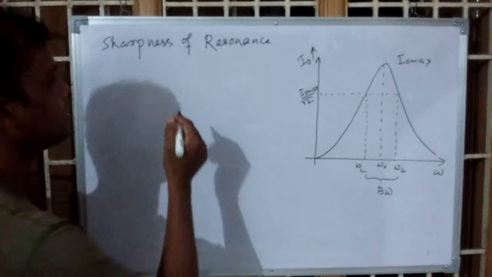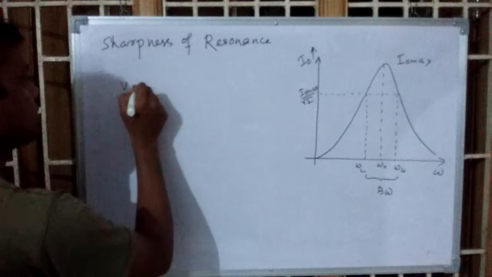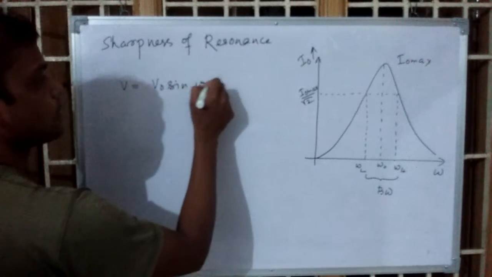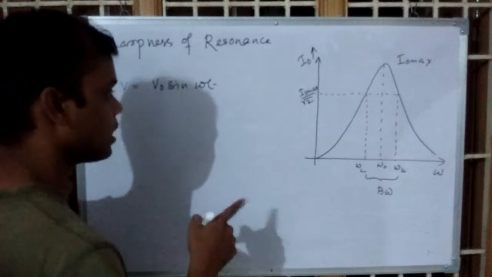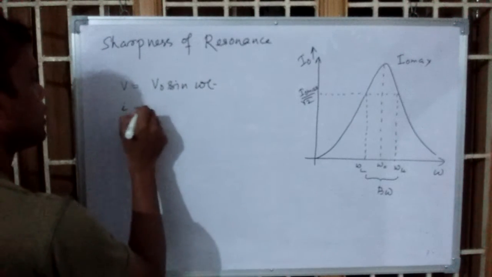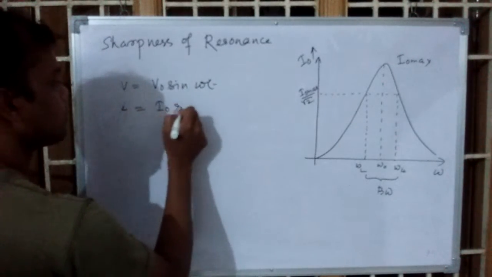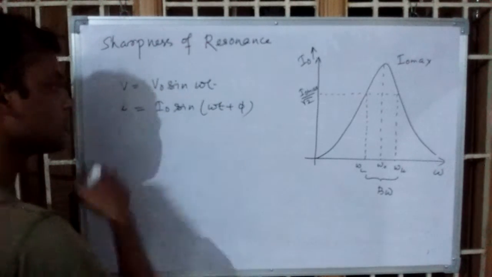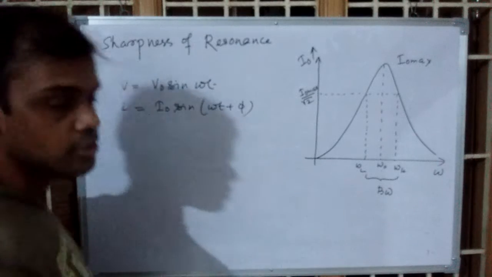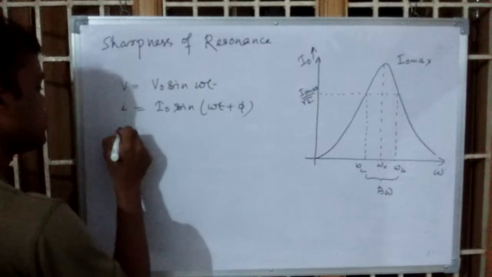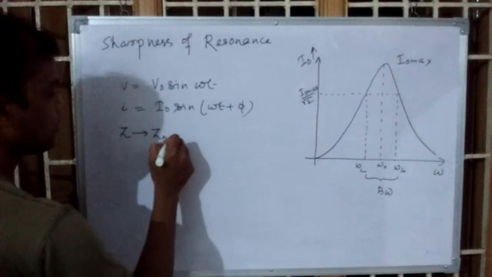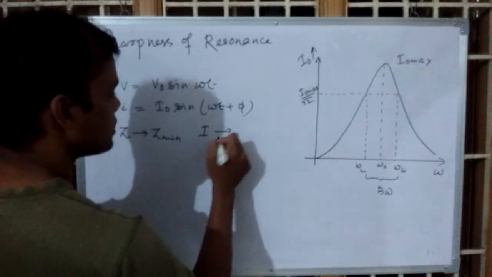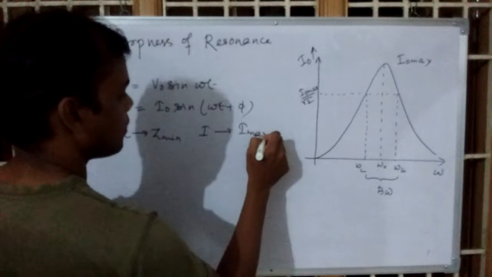First of all recall what resonance is. If an AC voltage V equals V naught sin omega t is applied to an RLC circuit, then I becomes I naught sin(omega t plus phi). At resonance condition, total reactance of the circuit becomes 0. Hence Z becomes Z minimum, that is, impedance attains its minimum value as well as current attains its maximum value.